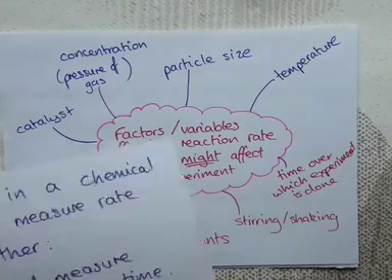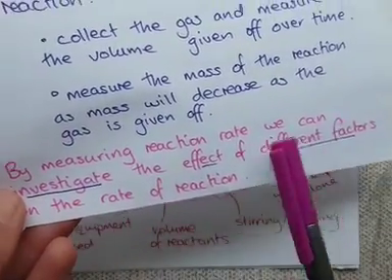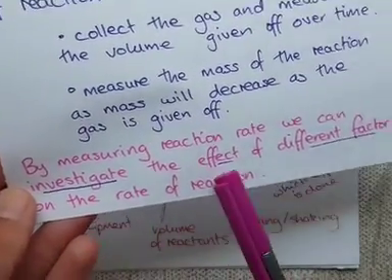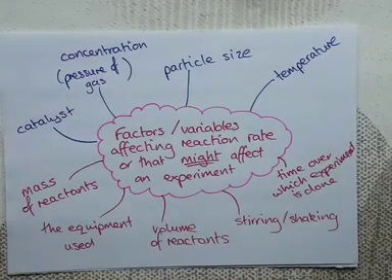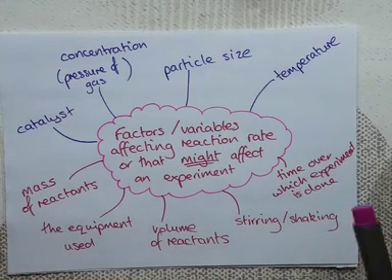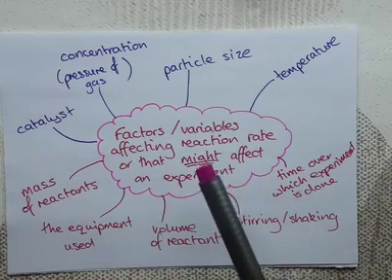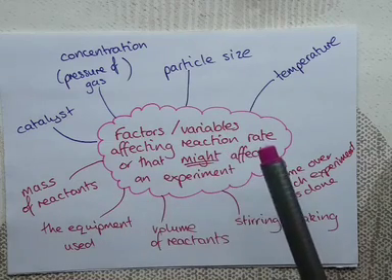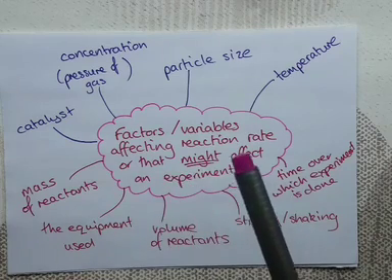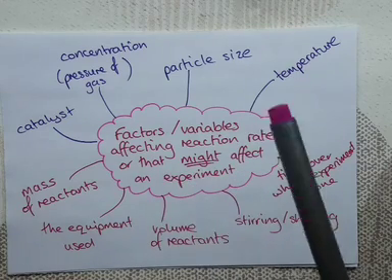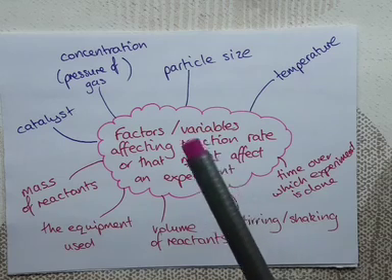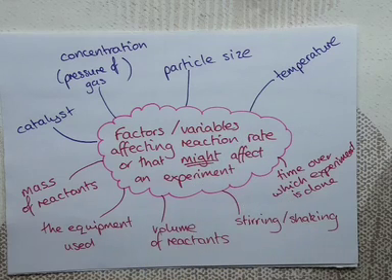I've just said in a previous slide, by measuring reaction rate, we can investigate the effect of different factors on the rate of reaction. Now what we're looking at is making this reaction a fair test. So when we're trying to make an investigation in science a fair test, we need to think of all the different factors that might affect either what we're trying to measure, so reaction rate, or that might affect the experiment in general. We call them variables, and we've then got to make sure that we keep the experiment fair. We'll look at that in the next slide.